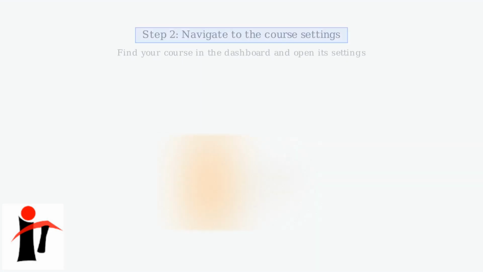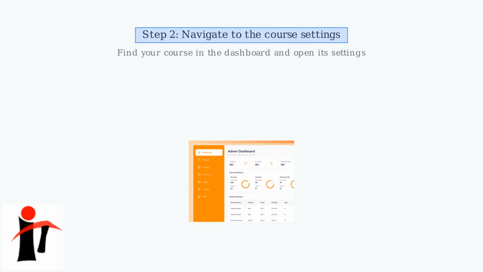To permanently delete a course on Skool, start by logging into your dashboard. Access your account through the Skool website or mobile app. Next, navigate to your course settings in the dashboard. Locate the specific course you want to delete and access its settings menu.